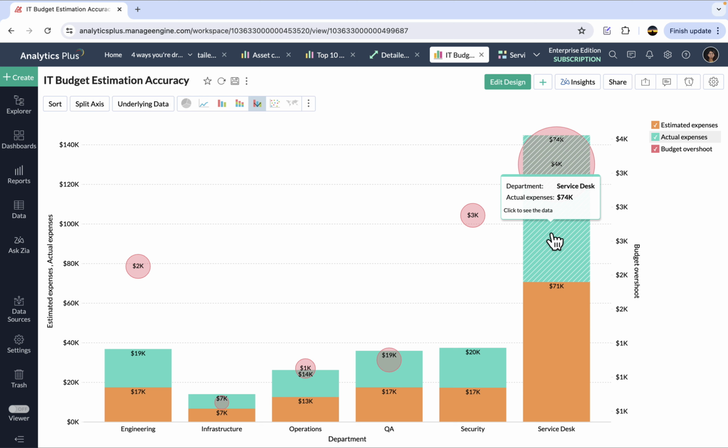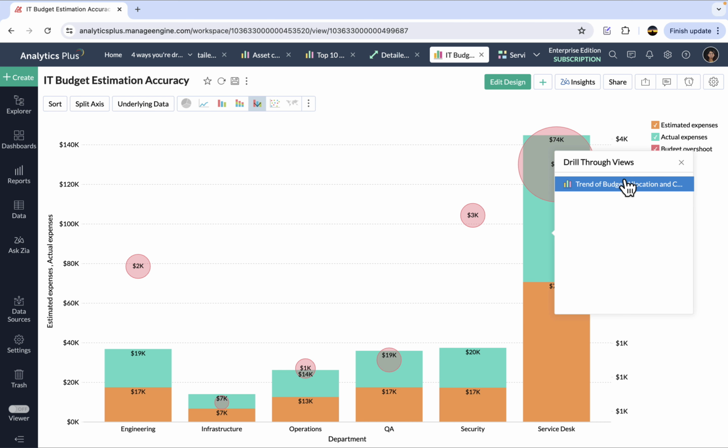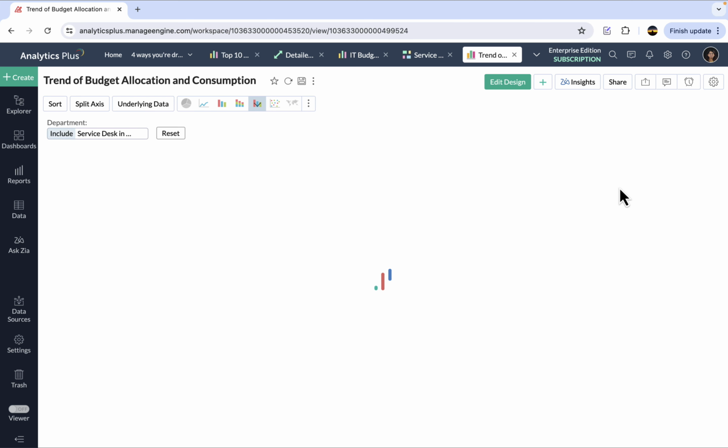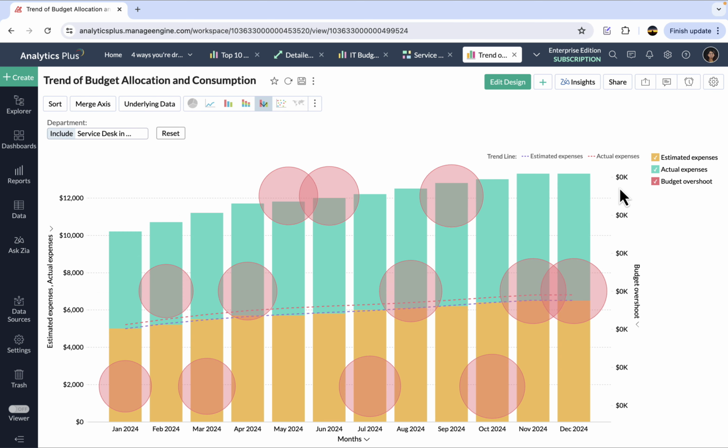To do that, all you need to do is simply drill through a particular data point into a secondary report. I have already configured my secondary report here, so I'll go ahead and select that. Now this new analysis, which was originally created to track the monthly budget allocation and consumption across the entire organization, is now filtered to only show the service desk expenses over months.